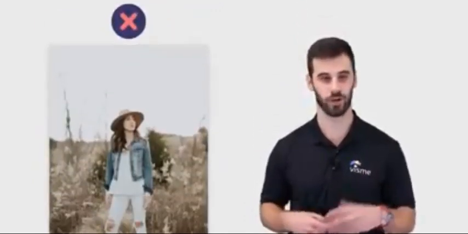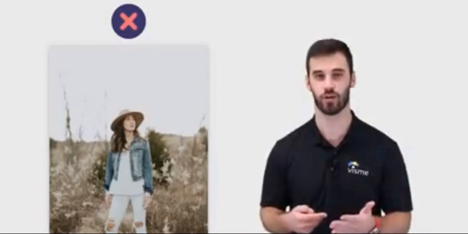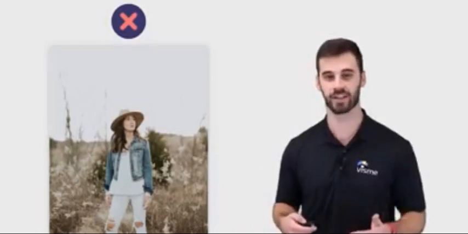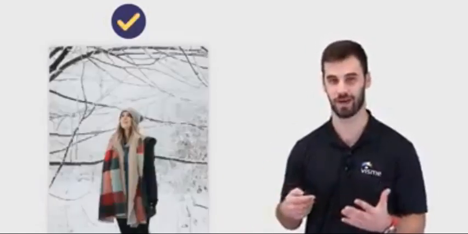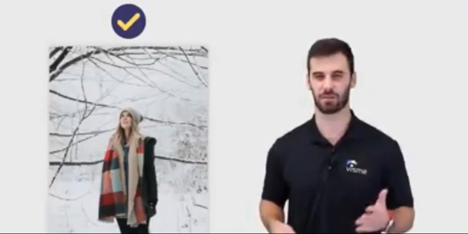What's your story? We all have a story, and our images represent who we are. Know your target audience and post pictures that appeal to them. If you're a scarf company, you probably don't want to be posting pictures at the beach.